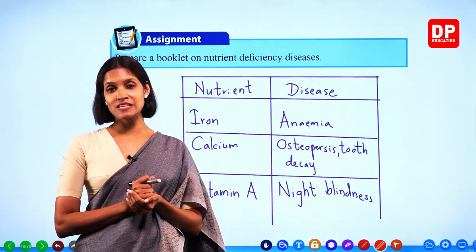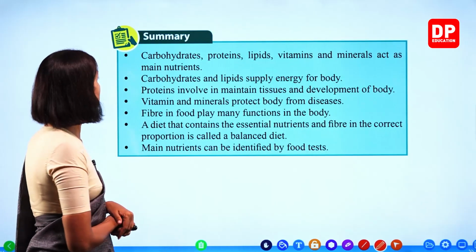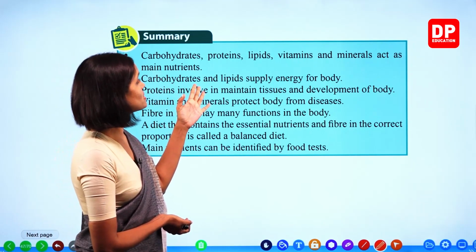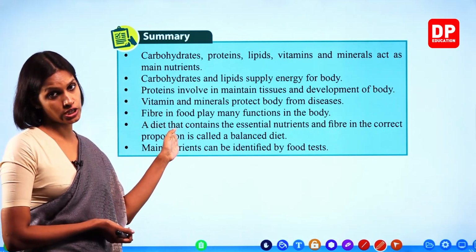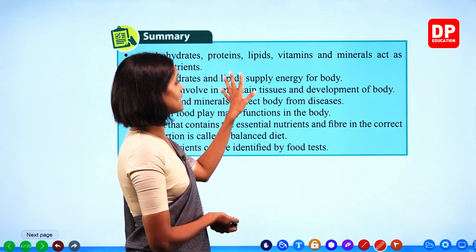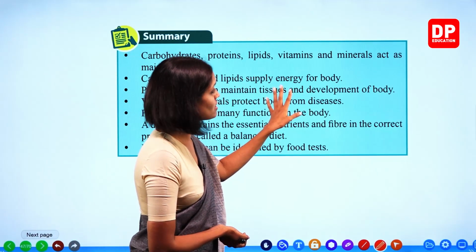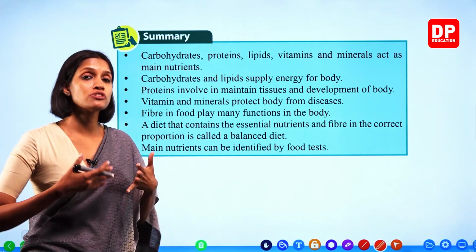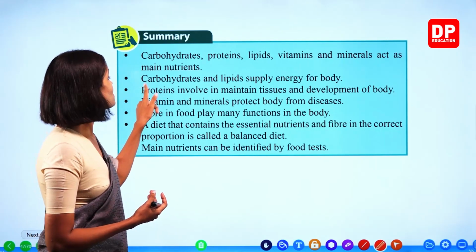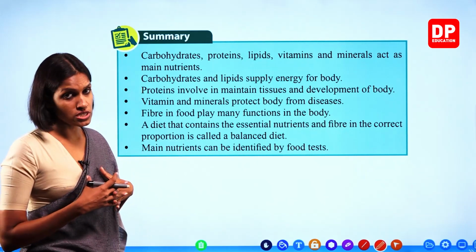We have completed the lesson. We will go see what we have learned so far in the summary. Right? So the summary: carbohydrates, proteins, lipids, vitamins and minerals act as main nutrients. Okay, 5 main nutrients are there. Carbohydrates and lipids supply energy for body. Proteins are involved in maintaining tissues and development of body, growth of the body and repairing cells and tissues. Right? Vitamins and minerals protect body from diseases because they can strengthen the immune system.